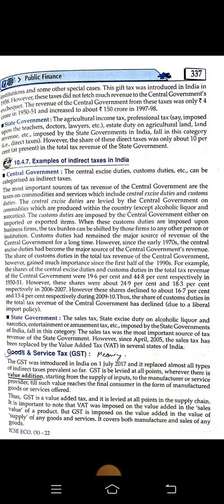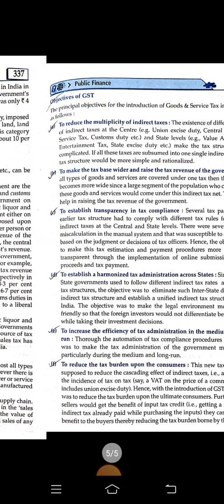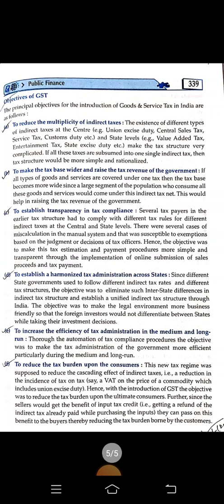Now I have explained it to you with goods only. Services also include this kind of GST. Okay, next, what are the objectives? Why is this kind of GST there?